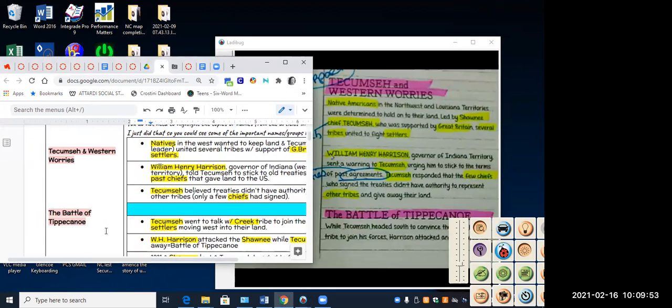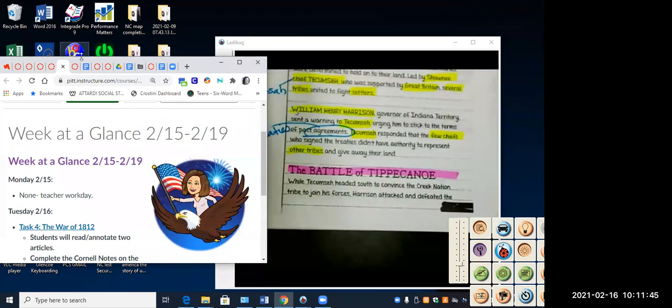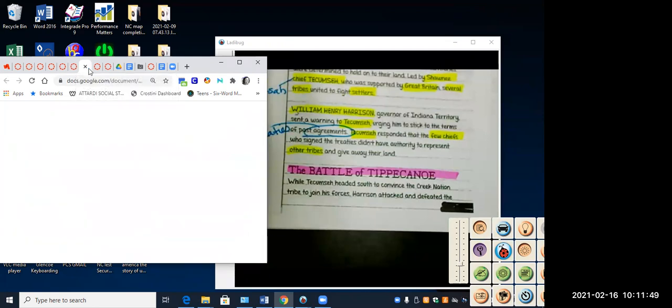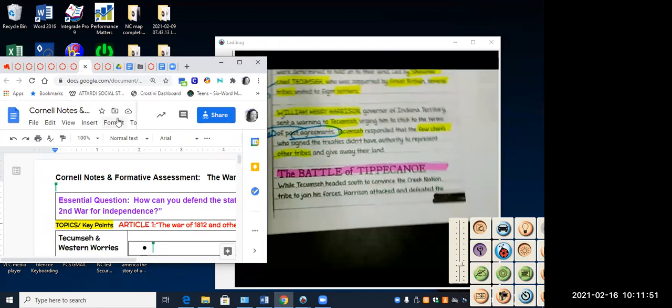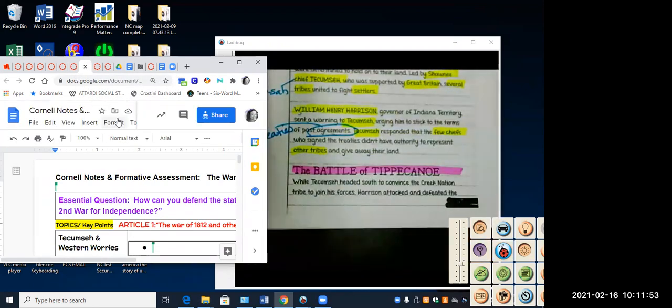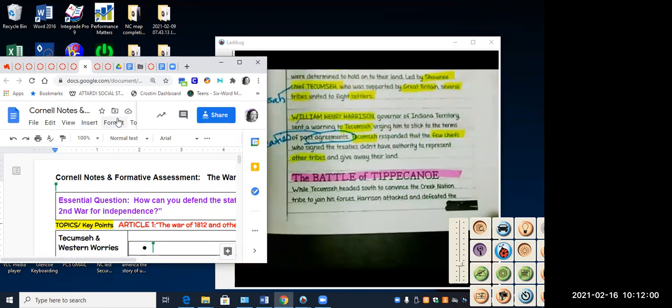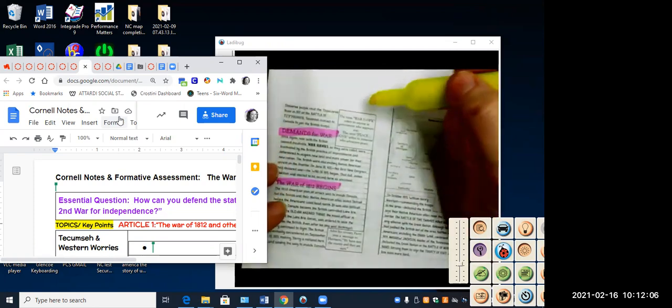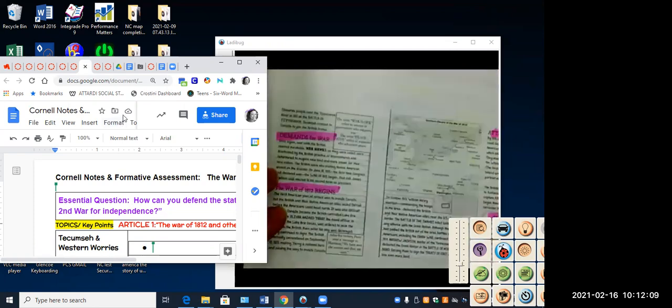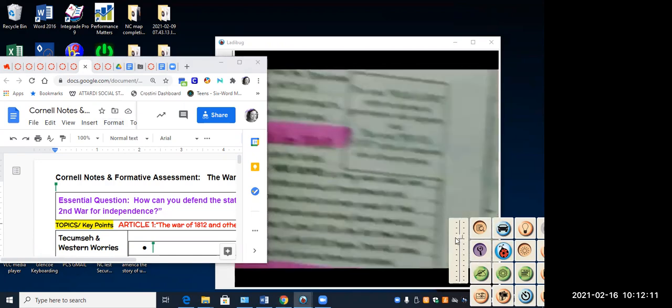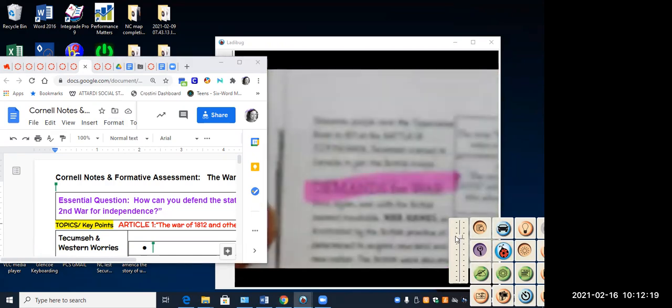So then you've got the Battle of Tippecanoe. While Tecumseh headed south to convince the Creek Nation tribe to join his forces, Harrison attacked and defeated Shawnee people near the Tippecanoe River. And so that's why they called it that. It was the Tippecanoe River. Tecumseh crossed into Canada to join the British troops.